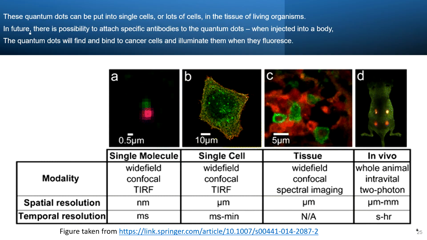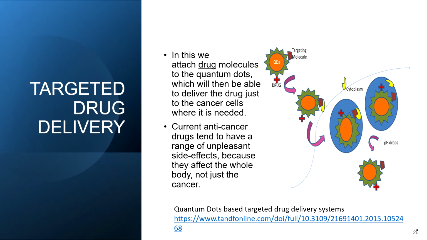So here you have 0.5 micron, 10 micron, 5 micron, and in the rat body also you can see these quantum dots in cells, and you can find the fluorescence of those. They use a wide field confocal microscope for these purposes, and the fluorescence is created using different types of nanocrystals, and you get a spatial resolution as well as temporal resolution, and you can learn more and more about the cancer cells and at what stage the cancer is. And this imaging is a very important application of the quantum dot.